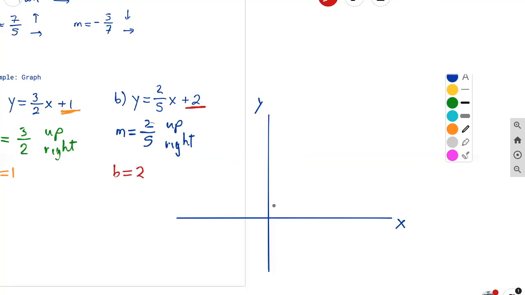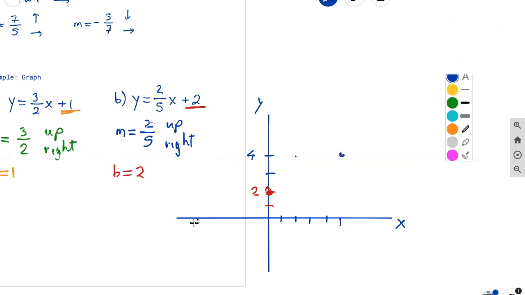So I start at 2 on the y-axis. So this is my first point. And from this point, I'm going to go up 2. Going up 2 takes me to 4. But then I also want to go 5 to the right. So 1, 2, 3, 4, 5. Okay, so up 2 and then 5 to the right. And that ends up right there.